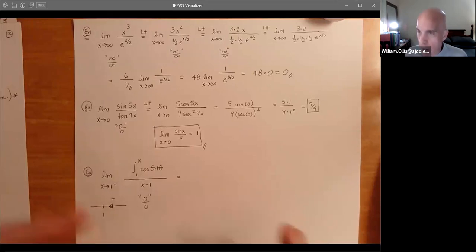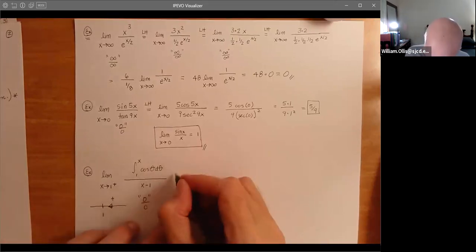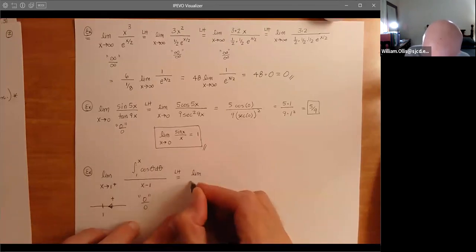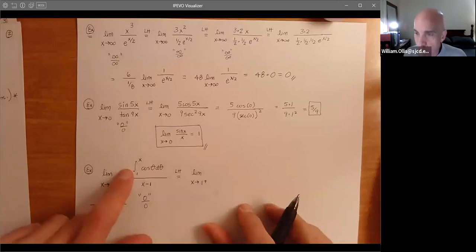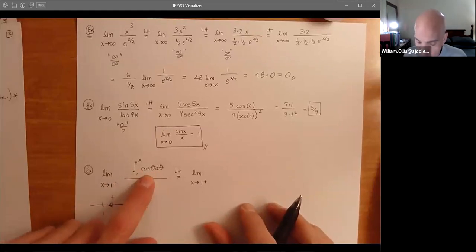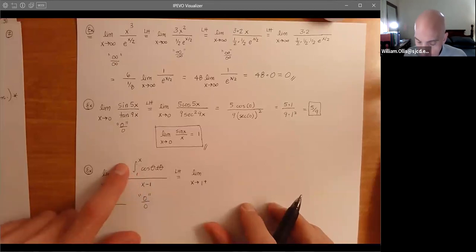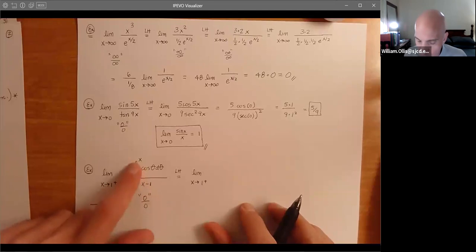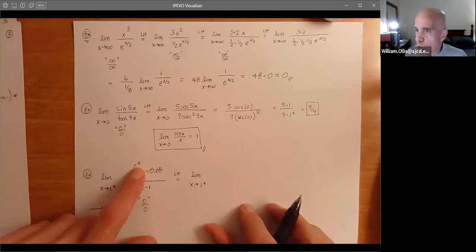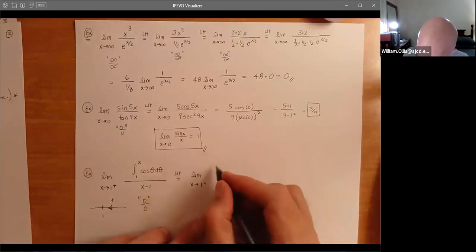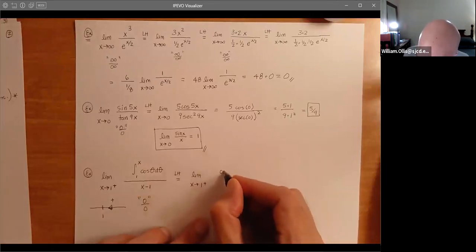So again, you're thinking, all right, let's try L'Hopital. So we have the limit as x approaches 1 from the right. Now we take the derivative of the integral. Remember, this is just set up for the fundamental theorem. So the derivative here is just cosine evaluated at the upper limit. And of course, we don't have to apply the chain rule because the derivative of x is just what? 1. So by the fundamental theorem, this gives us cosine of x.